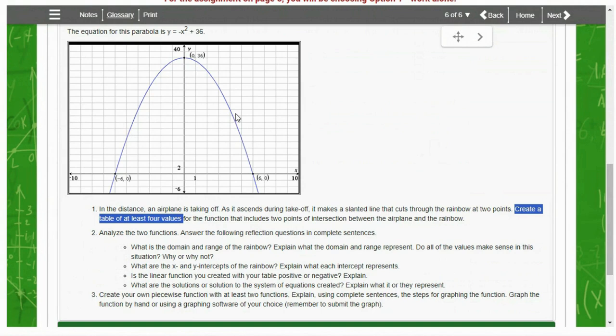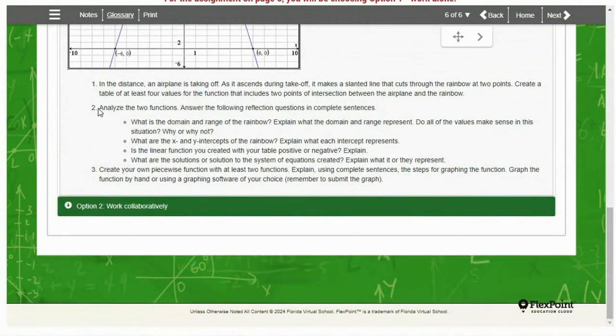And I would put it in Desmos, because Desmos can tell you exactly what those points are. Put the equation in there for the rainbow, and then whatever equation you want to use for your plane. That may help you figure out what equation you want for your plane, because you want it to go through the rainbow. And if you put an equation in that doesn't touch the rainbow, you need to change it. And then after that, you analyze these 2 functions.